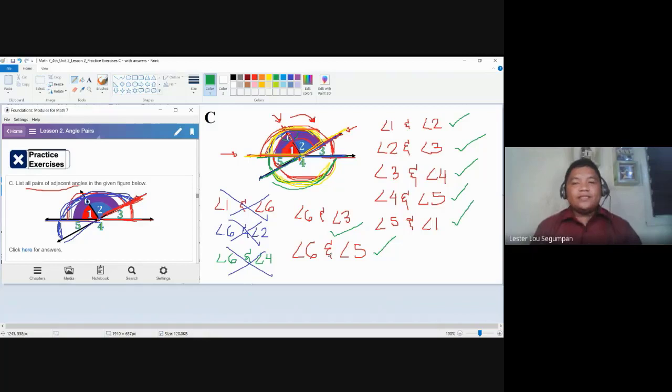Again, I would like to emphasize that understanding adjacent angles will open up understanding of the angles forming a linear pair and will also help us prove some theorems that involve vertical angles and parallel lines and transversals. So consider those three considerations for the adjacent angles.